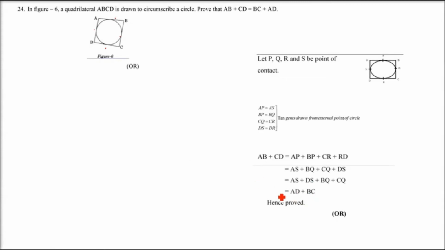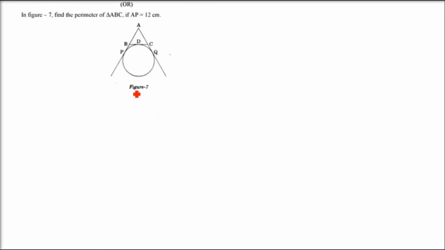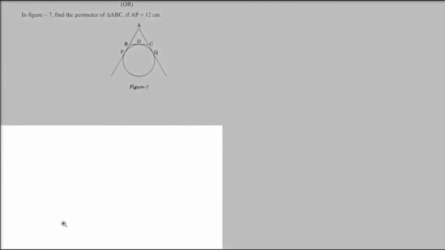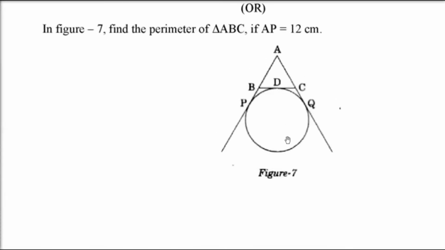And there is one more question which is in the OR. The only thing you have to see here is that the lengths of tangents drawn from an external point of a circle are equal. This is the concept of this question. So a similar question we are going to take. You can do this or that one, whichever is comfortable. We have to find the perimeter of triangle ABC. AP is 12 centimeters.